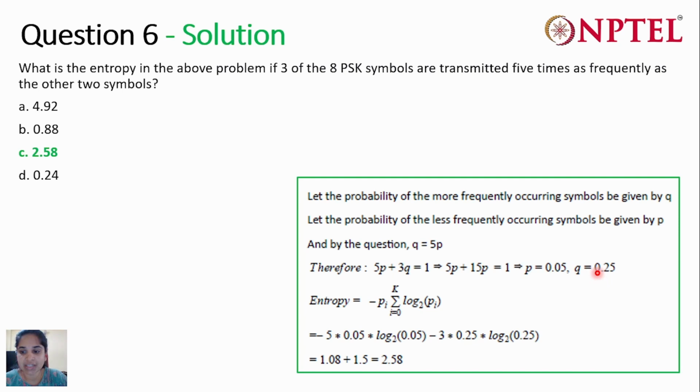So after finding P and Q, now the summation will change as follows. You basically split the summation with respect to P and with respect to Q. So we have 5 times whatever comes with respect to P, so P into log of P, minus 3 times whatever comes with respect to Q, 0.25 into log 2 of 0.25. So the answer is 2.58. So option C is the answer.